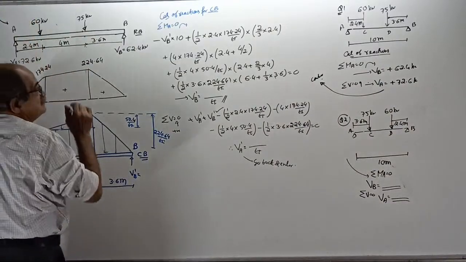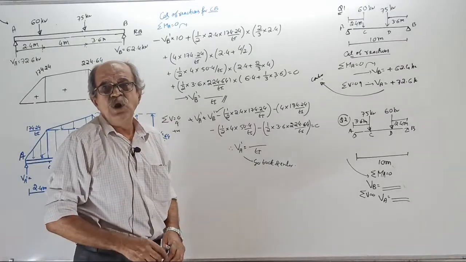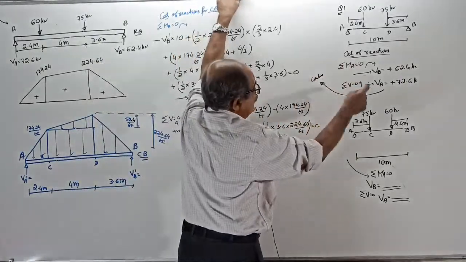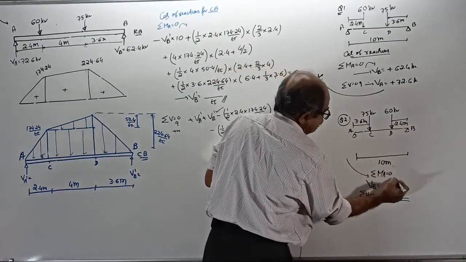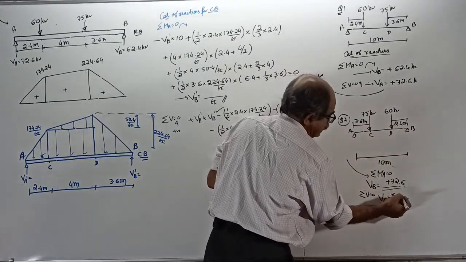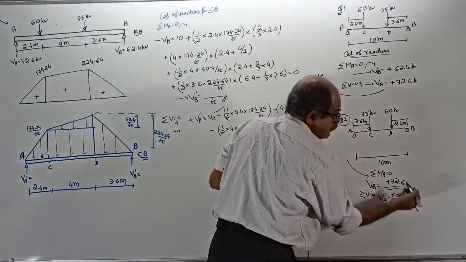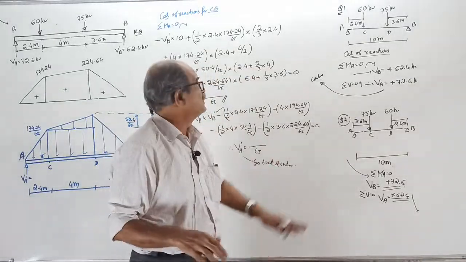After the first question is completely over, I won't waste time; I will start the second question. Take moment about A. VB will come plus 72.6, and VA will come plus 62.4. Then continue. I will finish the first question, then go to the second question, not right now. Okay, start.